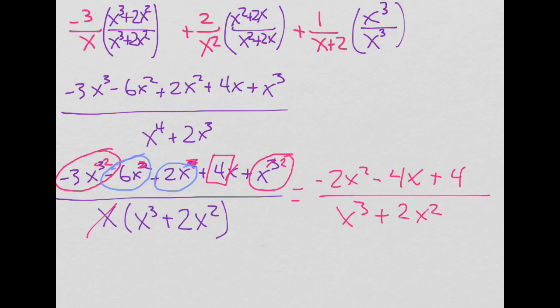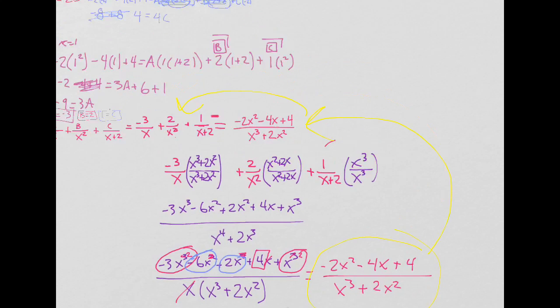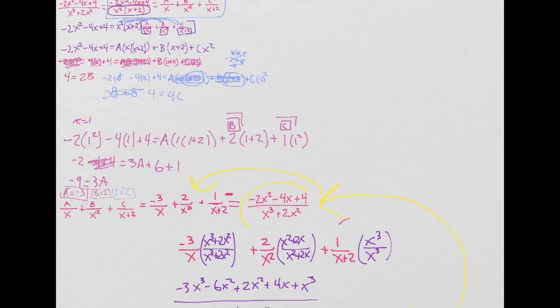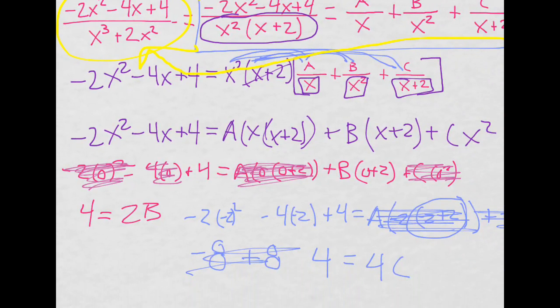And if you will remember that negative 2x squared minus 4x plus 4 over x cubed plus 2x squared is what we were saying we wanted to find when we found a common denominator and wrote those partial fractions as one fraction. And also remember that it is what we started with way back in the beginning. So there is a total, fully complete partial fraction problem for you, and holy moly, that is a long explanation.